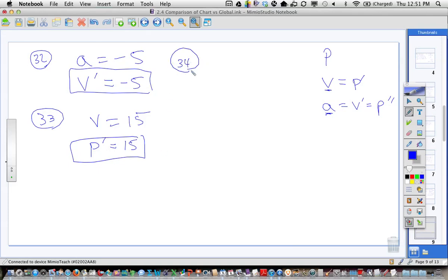All right, 34. Now I want you to be able to do this. 34 says because of friction, the acceleration is proportional to the velocity. The acceleration is proportional to the velocity. So that would be A equals, how do we write proportional to? Right? Everybody, there will be something on the quiz where you will have to do that.